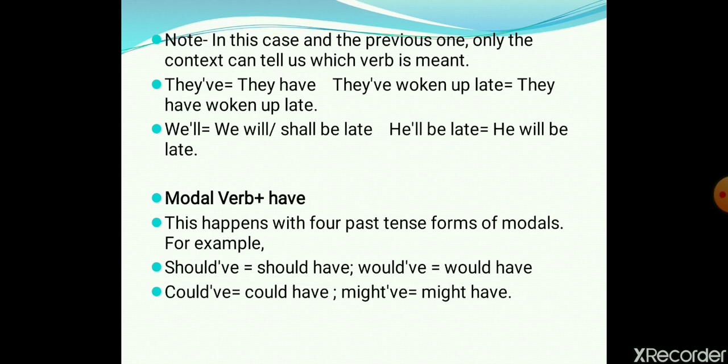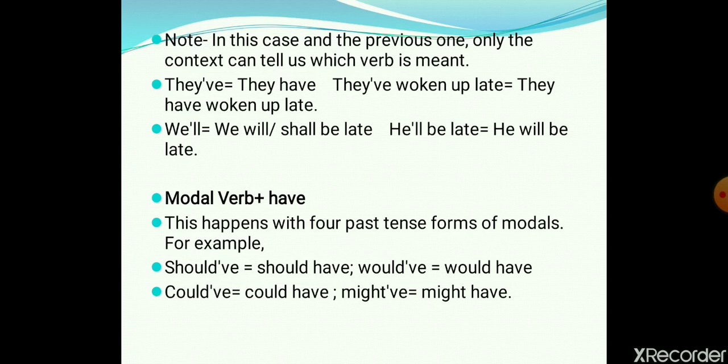This means what? They have. We are omitting H and A and we are putting what? Apostrophe. So over here in this sentence the meaning is they have woken up late. Is it clear? We'll. So it can be we will or we shall be late. He'll be late. So over here, what does it mean? He will be late. We are omitting W and I.